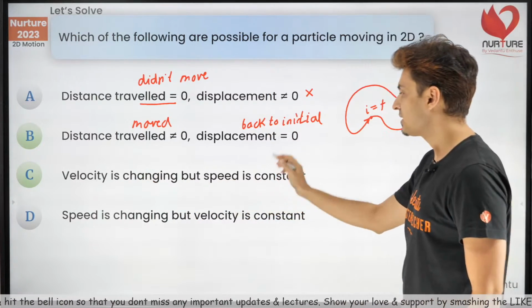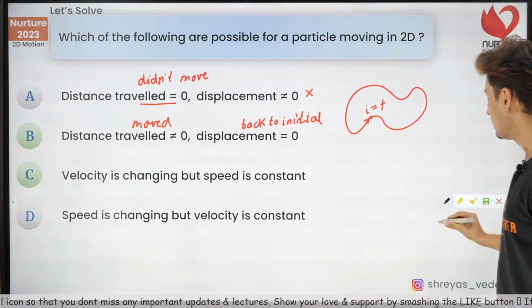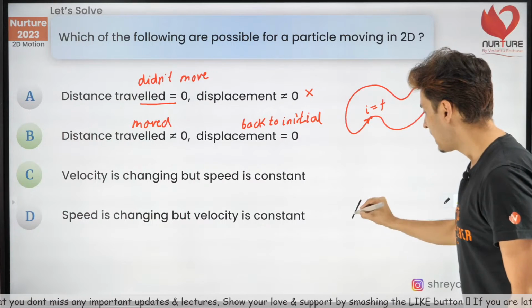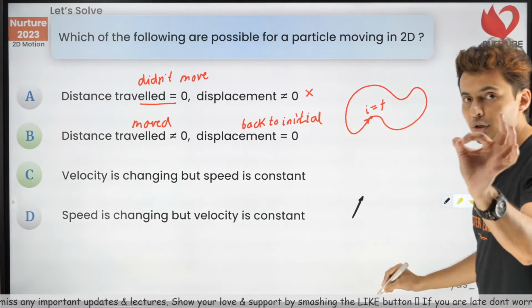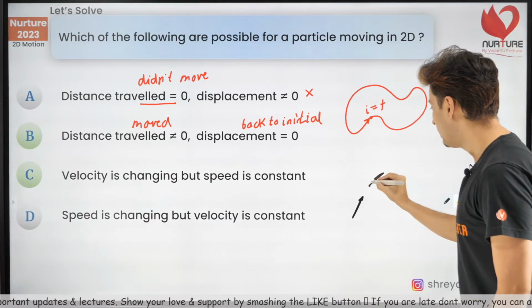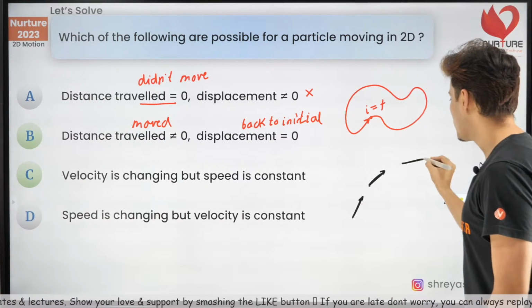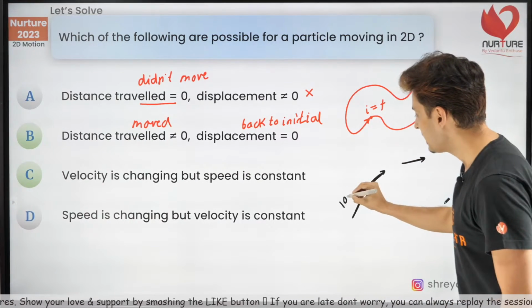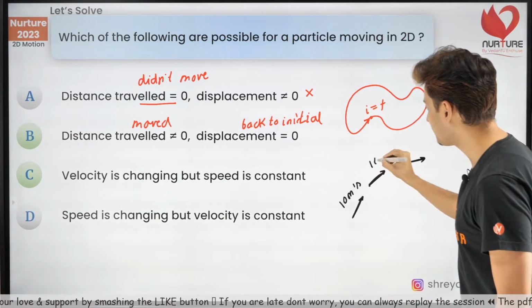Velocity is changing, but speed is constant. This is interesting. Look at this. Imagine you're going with a certain speed, but you change the direction. Yes, you change the direction. Your speed might be 10 meters per second.